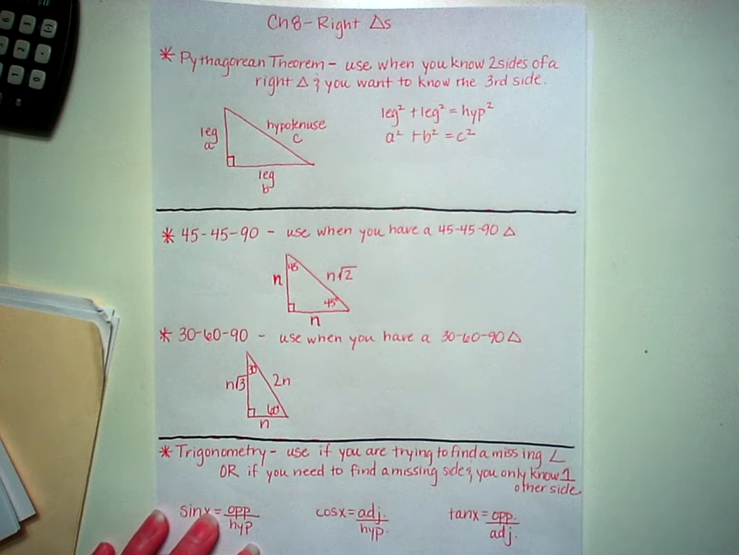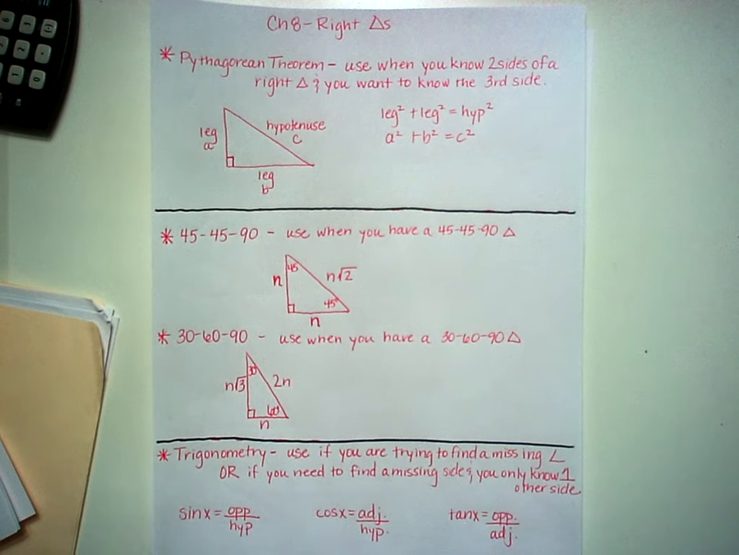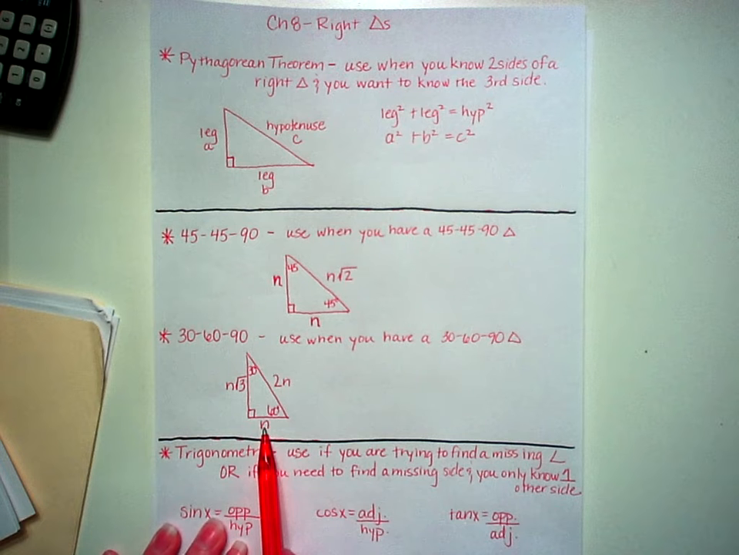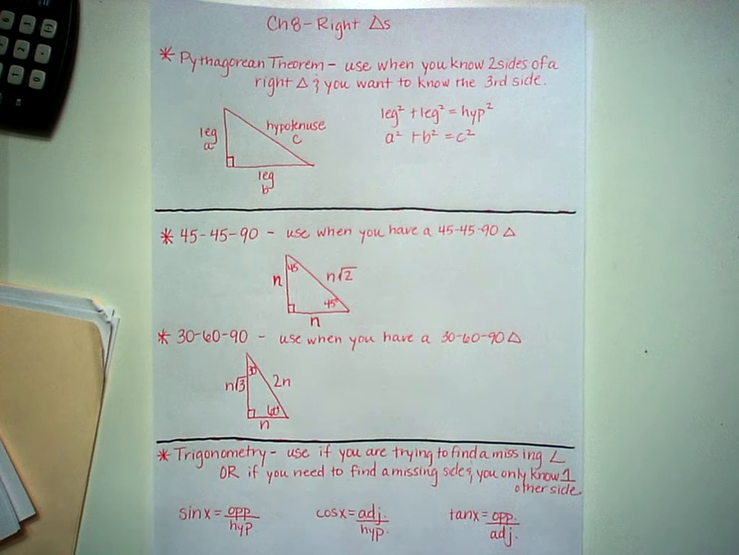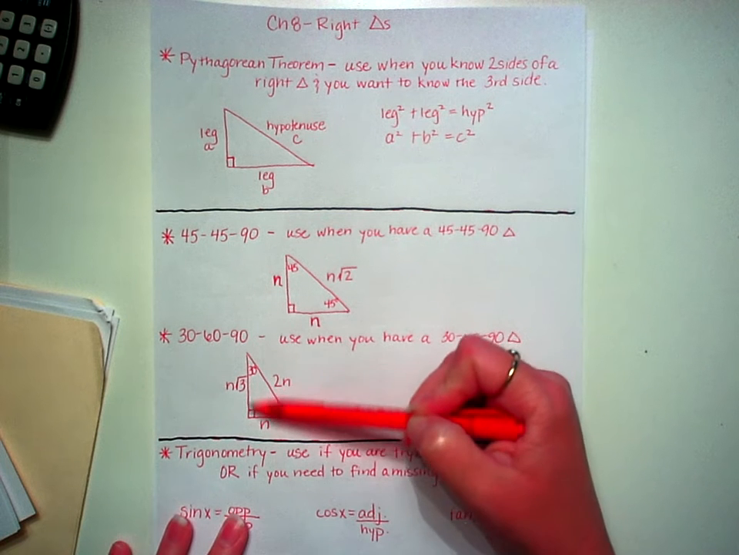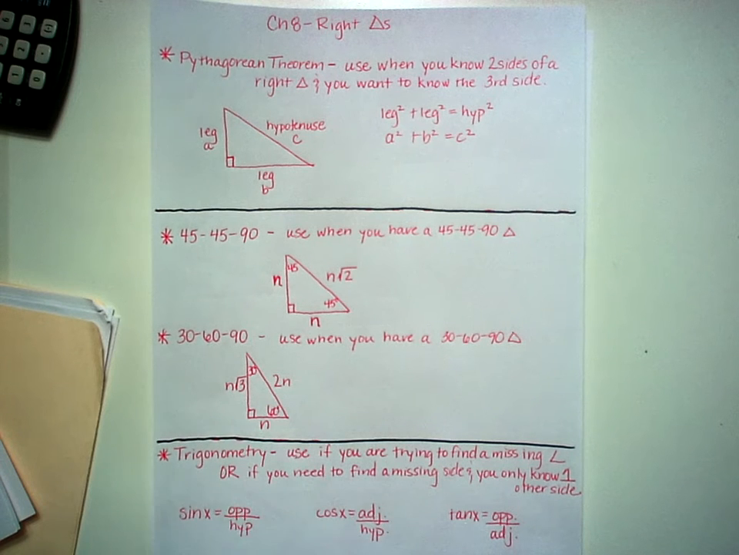And then for a 30, 60, 90 triangle, it also has its own special ratio. All 30, 60, 90 triangles are in this ratio. This short leg, the one across from the 30, that is n. Okay, that can be a decimal, a fraction, a whole number, a square root. It can be anything. Whatever n is, the hypotenuse is 2 times that. It is double. Okay, so if this is 5, this is 10. You get the idea. And then the long leg, the leg that's across from the 60, that is n times the square root of 3. So again, we'll practice that here in just a little bit.